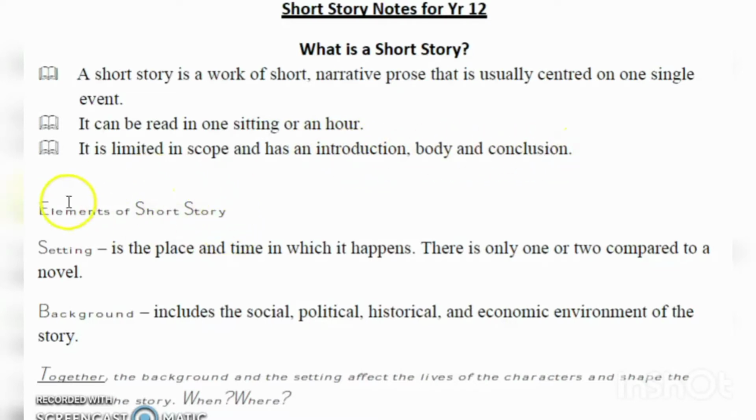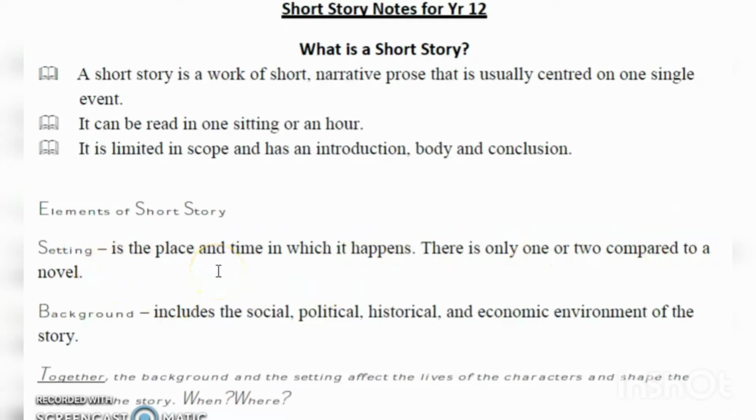Moving on, we have the elements of a short story. The first element is the setting. If you notice, I have separated setting and background, but when I've discussed some of our notes, usually they're together. I would like to separate them so you can know the difference between the setting and the background. The setting is the place and time in which it happens. There's only one or two compared to a novel.